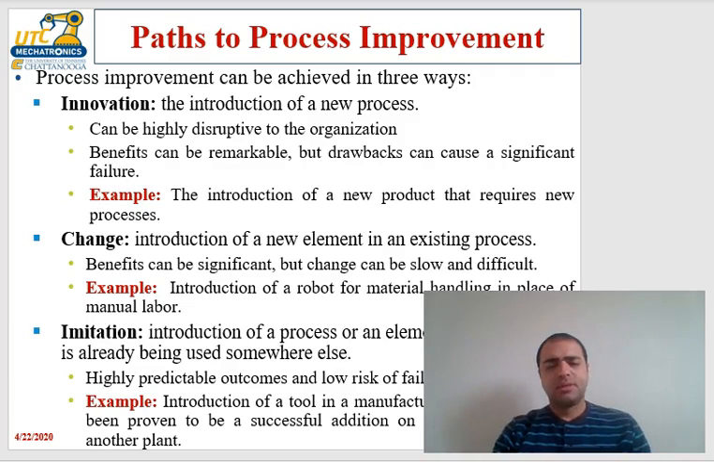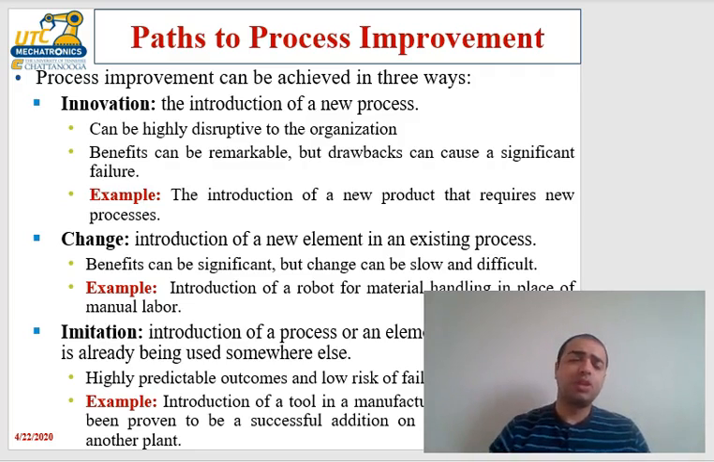Then, to a lesser extent, there is the simple change. This is the introduction of a new element in an existing process. It can have significant benefits, but there's less of a risk. The change can be slow and difficult. For example, the introduction of a robot for material handling in place of manual labor. It can progress slowly because they have to learn how to operate the robot, but the benefits can be significant.